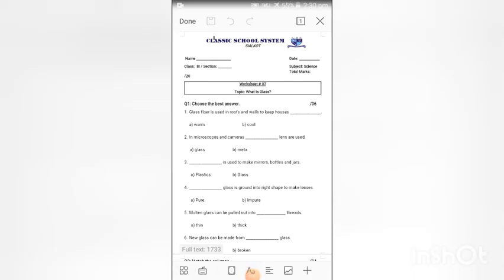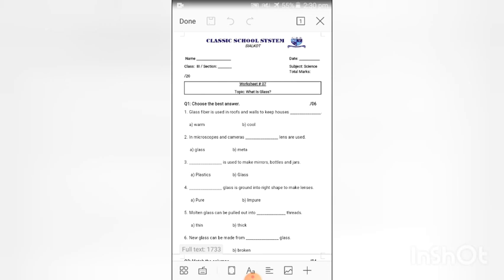Assalamu alaikum students. Now we are going to discuss the second worksheet of what is glass. First of all, write down your name and section. Don't forget to write your name and section, and day 2.